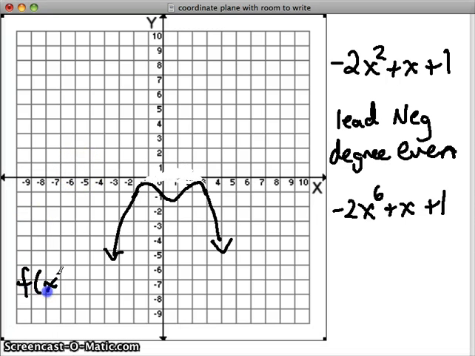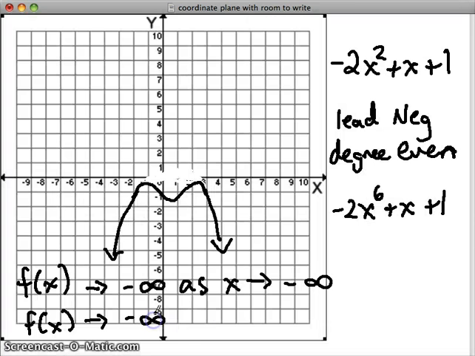So our left side end behavior, our output approaches negative infinity this time, as our x values or inputs are approaching negative infinity. And my right side is going to approach the same, negative infinity, as our x values this time are going towards the positives, towards the right side.